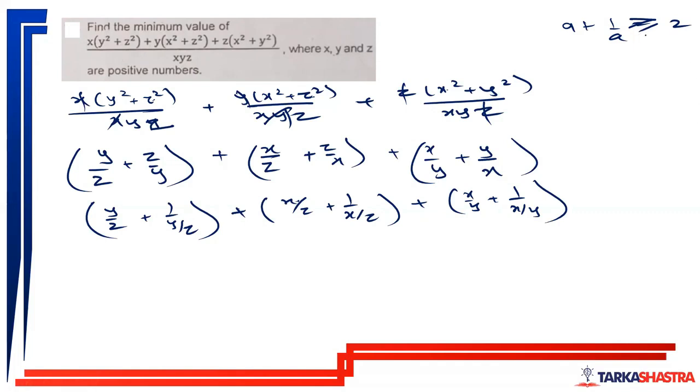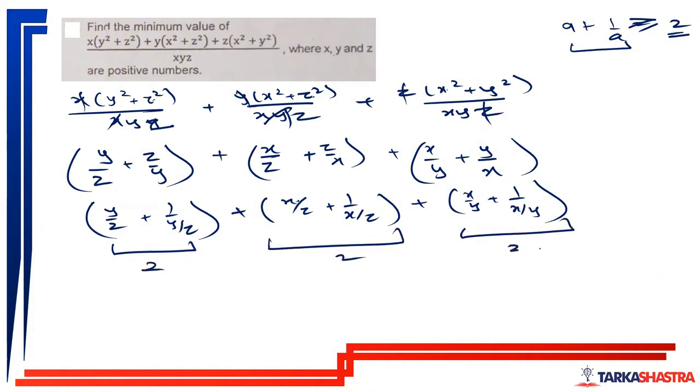Okay. Now, the minimum value of this expression is 2. Similarly, this is also in that a plus 1 by a format. Minimum value for this expression will be 2. Similarly, minimum value for this expression will be 2. Minimum value for this expression will also be 2. From this, what do we get? We can say that the minimum value of this overall function is equal to 6.